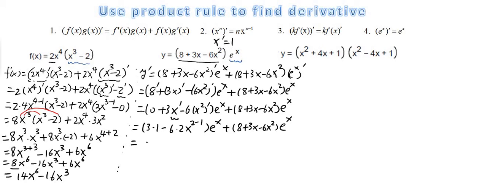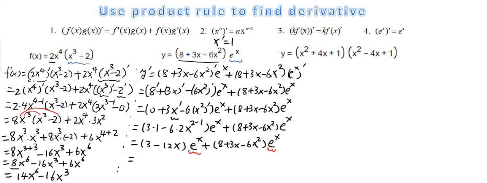And again, we can simplify it. 3 minus 12, 6 times 2 is 12 times x, and e to the power x, 8, 3x minus 6x squared times e to the power x. Now we can find we have a common factor e to the power x, so that means we can factor e to the power x.